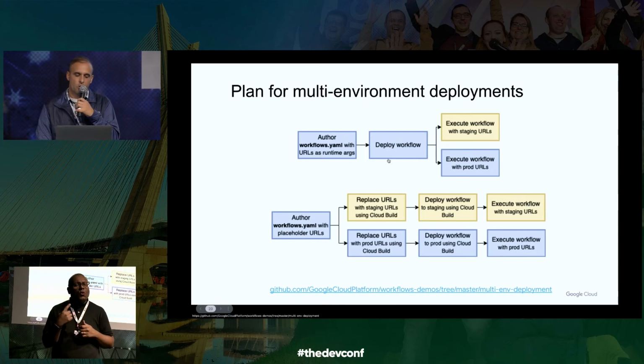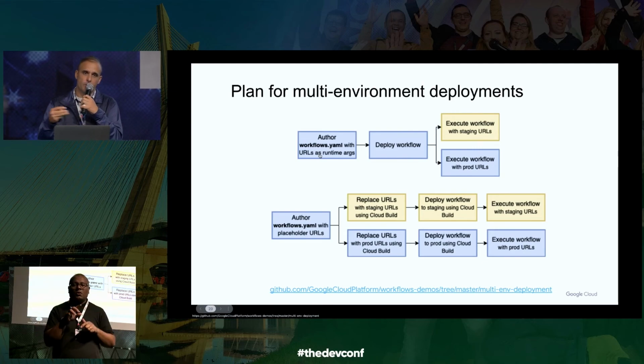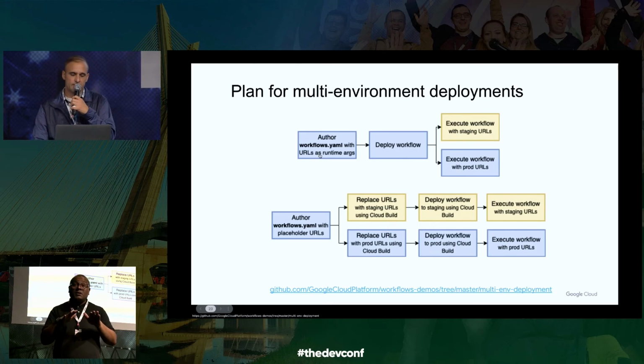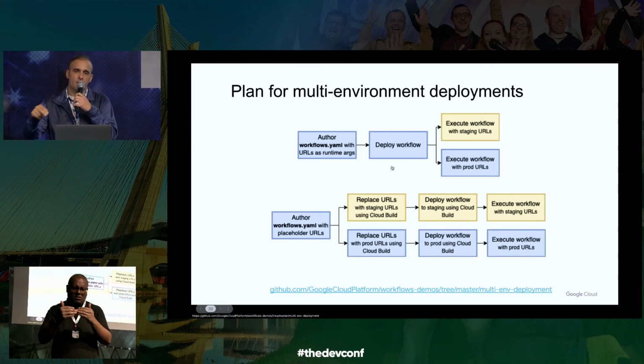One is to author your workflow. Let's say your workflow needs to call some URLs that can be staging URLs or production URLs. So you can author your workflow and have the URLs as runtime arguments. So you have a single workflow, and when you execute the workflow, you can pass in these URLs as staging URLs or production URLs. So that's one approach that I show here.